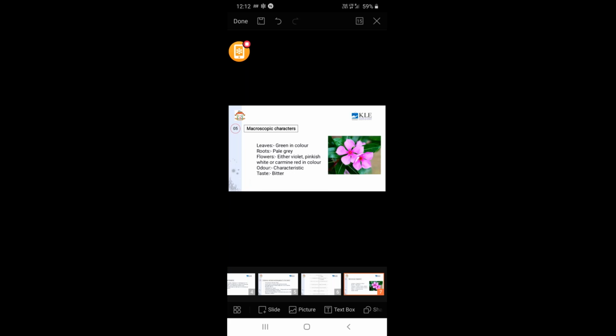Next is macroscopic characters. As in the picture we can see, the leaves are green in color, roots are pale grey, flowers are either violet, pinkish white or carmine red in color. Odor is characteristic and taste is bitter.